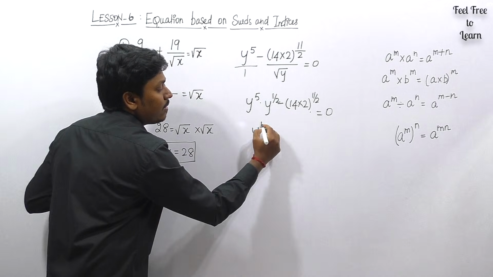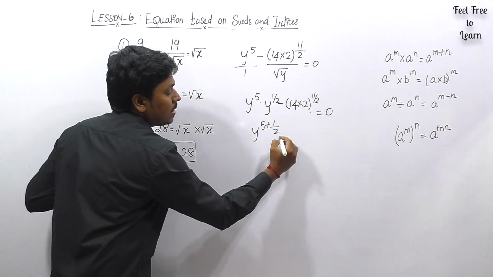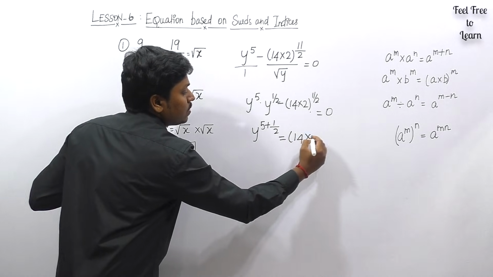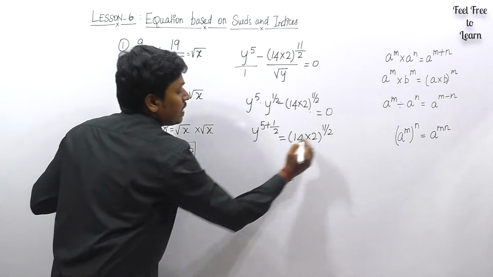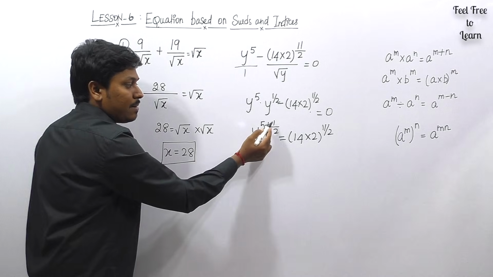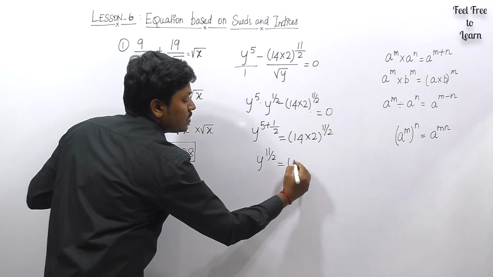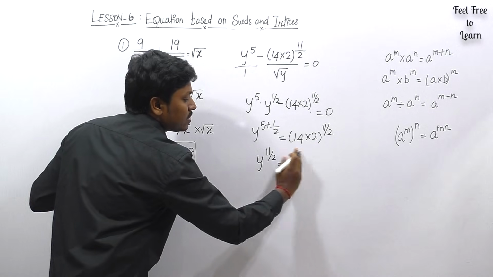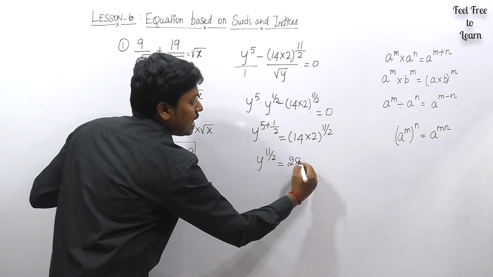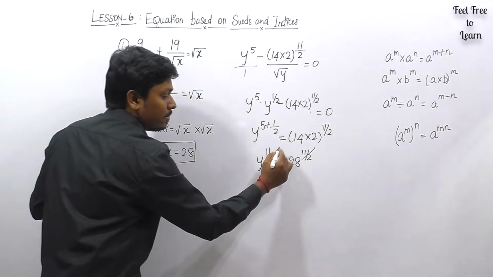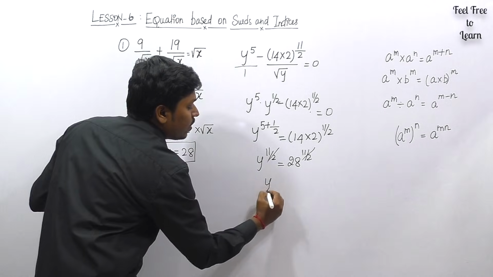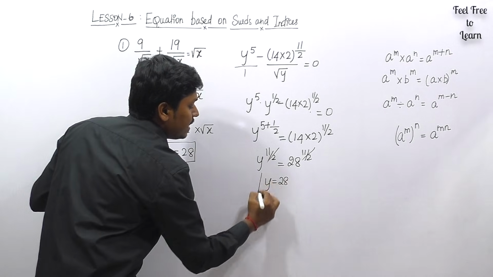So y power 5 plus 1 by 2 is equal to 14 into 2 power 11 by 2. So 5 into 2 will be 10, 10 plus 1 will be 11. So y power 11 by 2 is equal to 14 into 2, which will be 28. So this can be written as 28 power 11 by 2. We can cancel 11 by 2, 11 by 2. So finally we got an answer, y is equal to 28.